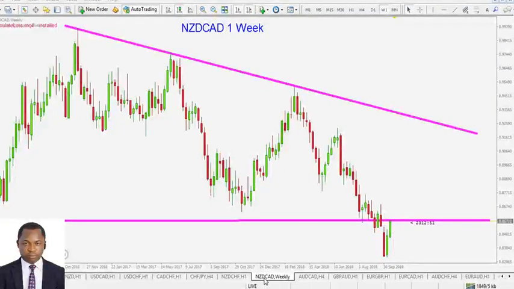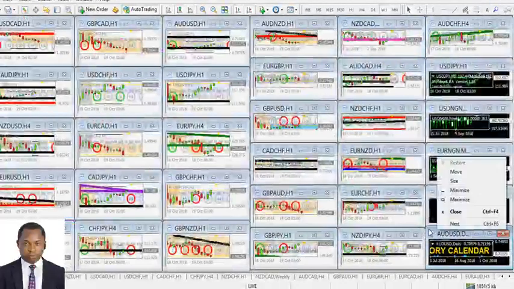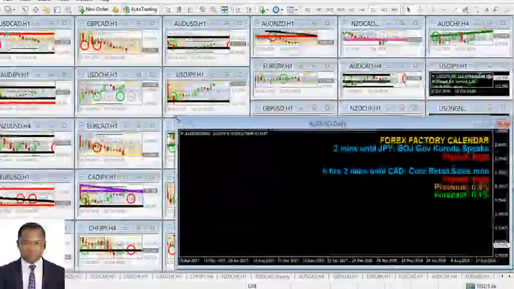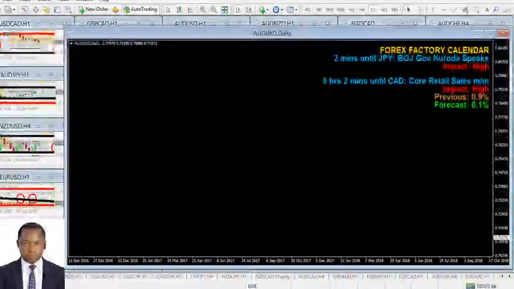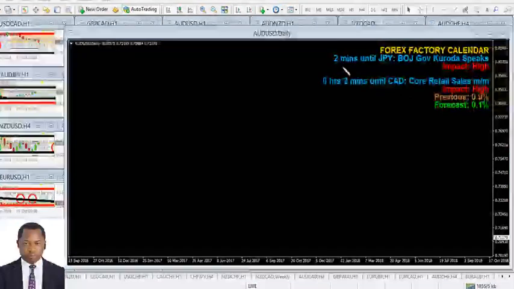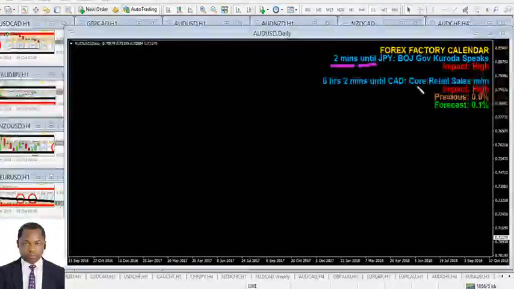Let me see, I think news announcement coming up. Just got an alert. Okay, coming from the Japanese yen axis 2 minutes before that news announcement. The Bank of Japan Governor Kuroda will be speaking. Okay, let's hope to see some volatility across all Japanese yen pairs.